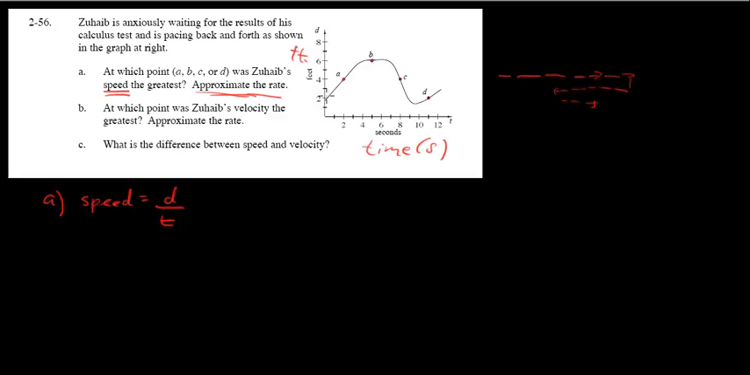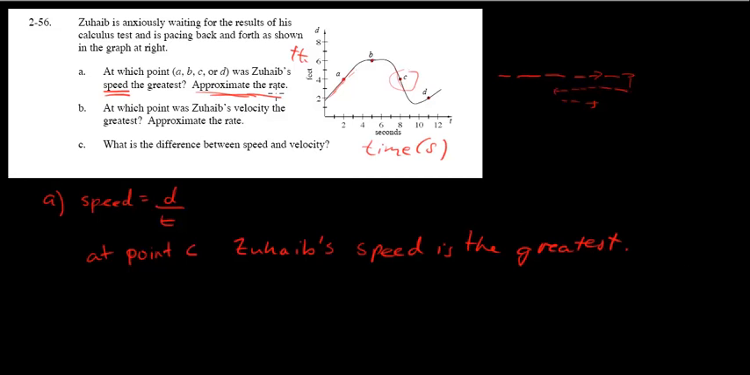So where is he going the fastest? It looks like where the slope is steepest, right? Here, he's going faster than here. Here, it looks like he's going faster than there and here. So, I would say at C, okay? So, at point C, Zuhaib's speed is the greatest.